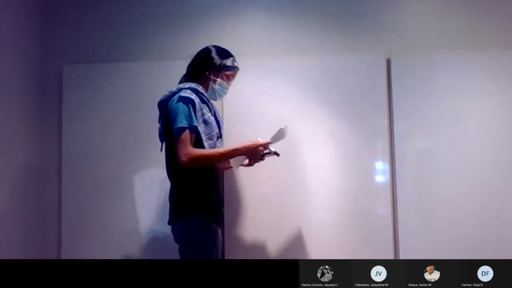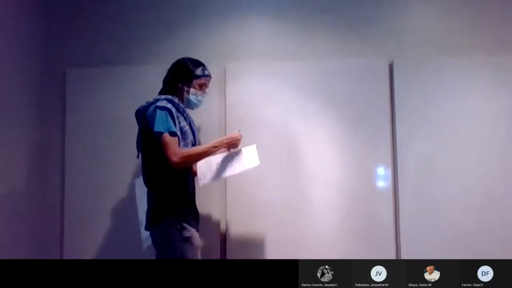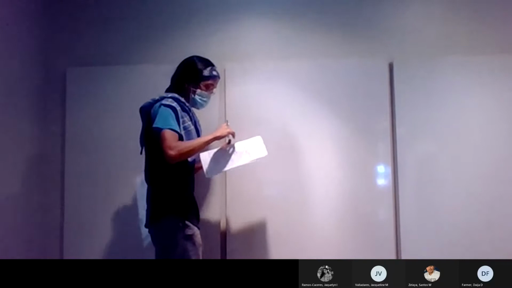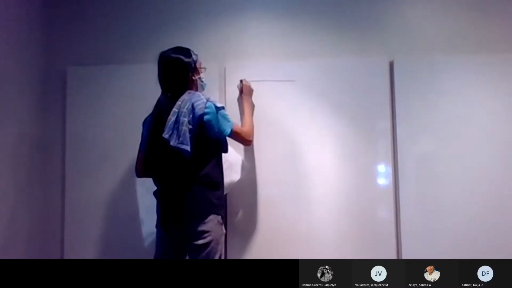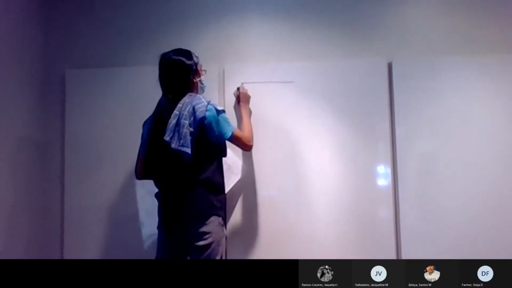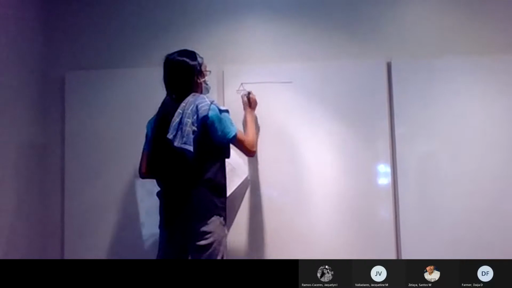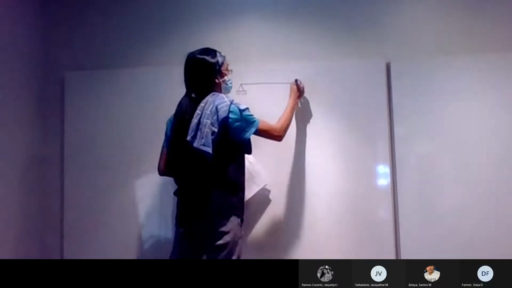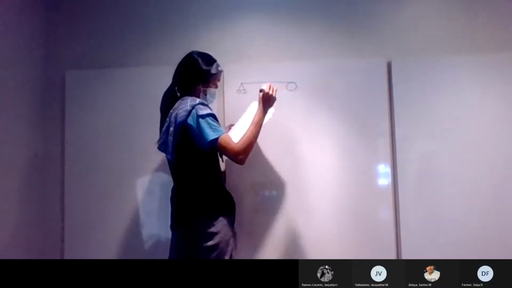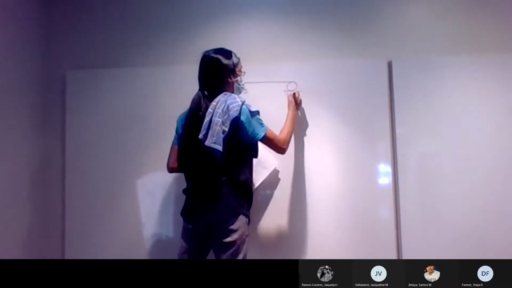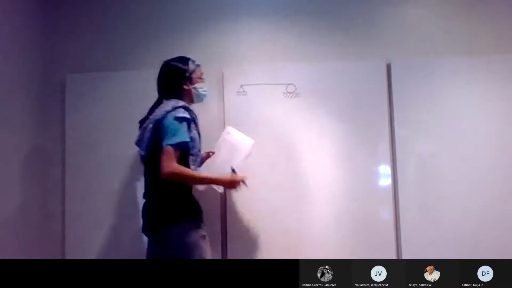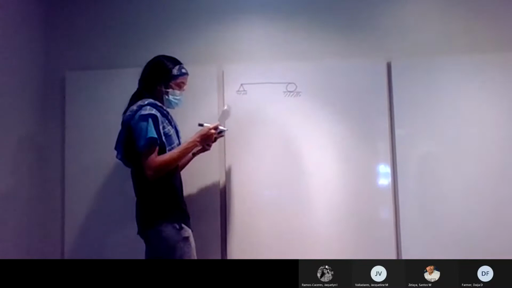All right, so we're on number 3, and we have a simply supported beam. Should look very familiar from Tech 2. We have a simply supported beam right here. We have a pin right here, and we have a roller. At least I think it's a roller. Yeah, it looks like a circle.